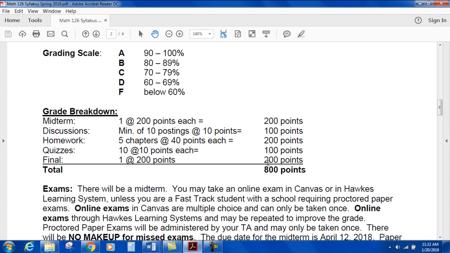So if you look at this, your final exam and midterm, that's half the points right there. So half your grade is based off of tests. And then you have quizzes. That's another 12.5% of the grade. And then discussion postings and homework. So homework is a quarter of the grade, and then discussion postings.